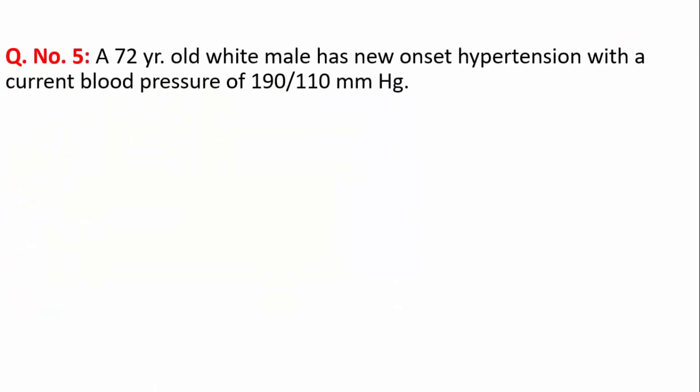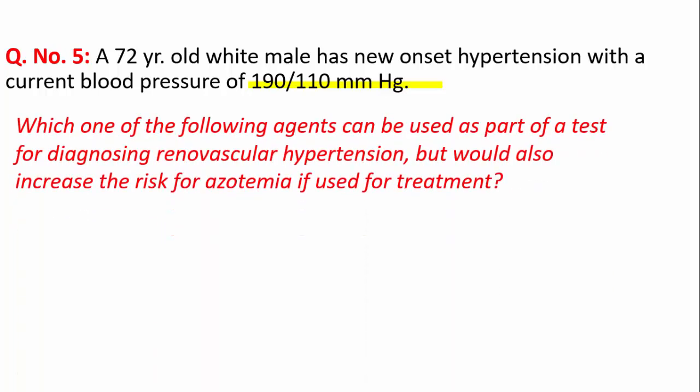A 72-year-old white male has new onset hypertension with a current blood pressure of 190 by 110 mm Hg. So a 72-year-old male has new onset hypertension and now the current blood pressure is so high. Which one of the following agents can be used as part of a test for diagnosing renovascular hypertension but would also increase the risk of azotemia if used for treatment?